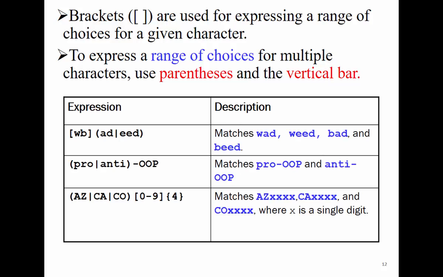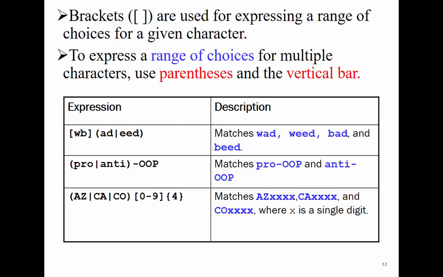Here is another example where you use the parentheses to give a range of choices. As you can see on this last one, you are looking for anything that starts with AZ or CA or CO, any one of these, and then followed with what? Can anyone tell us here? I already explained the first part of this regular expression. It is saying, give me any text that starts with AZ or CA or CO.